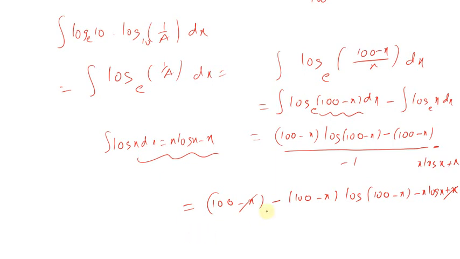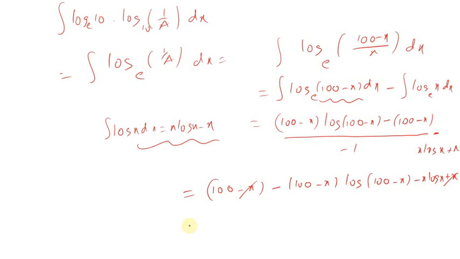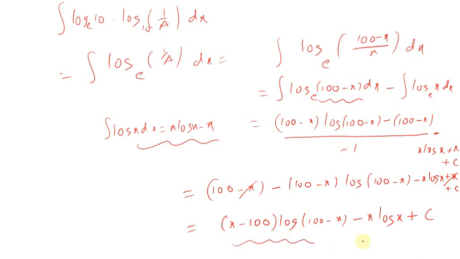So finally how much are you getting? When you multiply this minus with 100 minus x, then you are getting x minus 100 into log of 100 minus x, minus x log x. And this 100 will be cumulative in the integral constant, so 100 plus c, where c is the integral constant, the 100 plus c is another integral constant, that is nothing but c. So this is the final answer. And come to the next question.